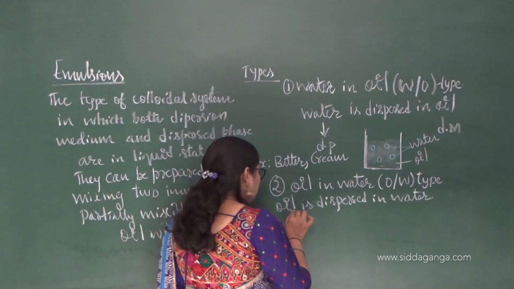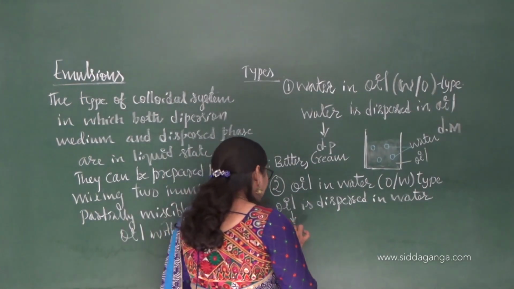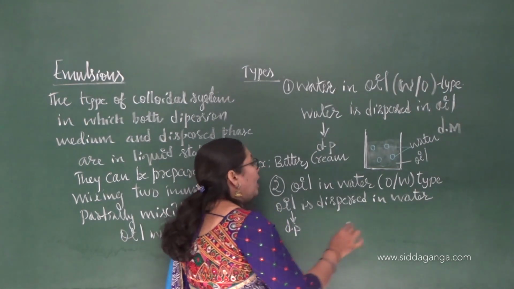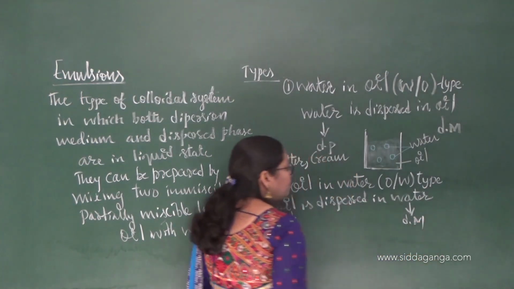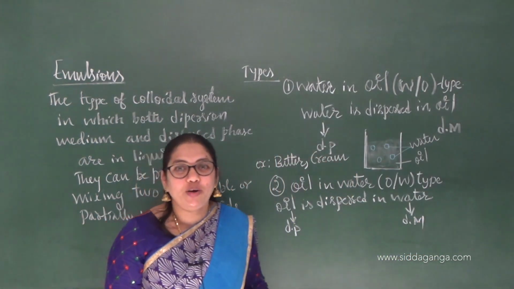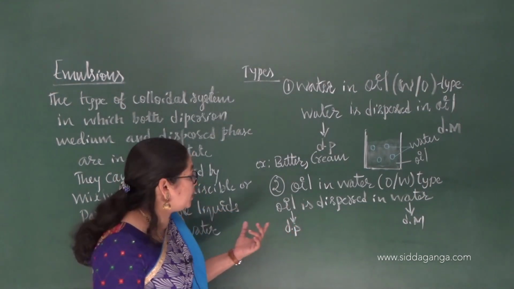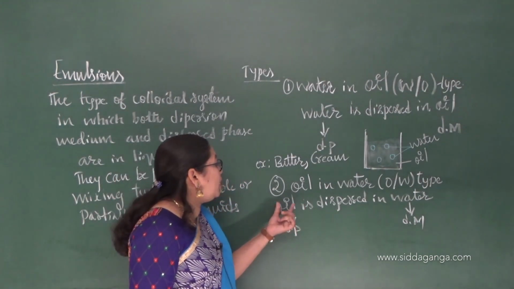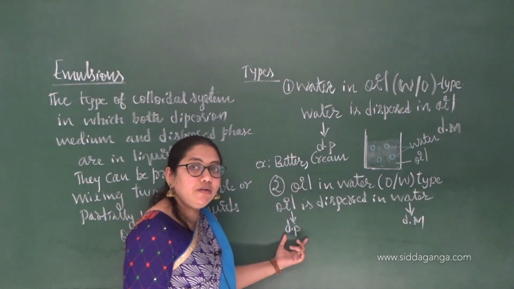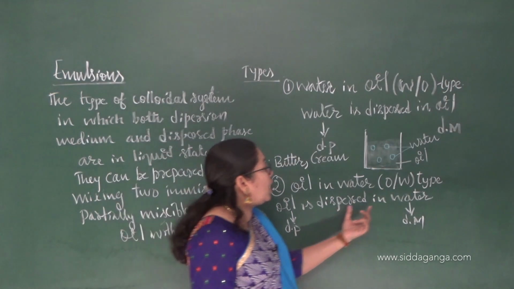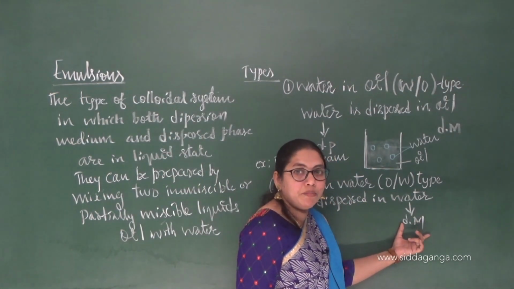Okay, so here, what about the oil? Oil acts as a dispersed phase and water acts as a what? Dispersion medium. Yes, I think you are getting it, it is a very simple and easy concept. So here in case of oil in water type, oil acts as the dispersed phase and water acts as the dispersion medium, right?